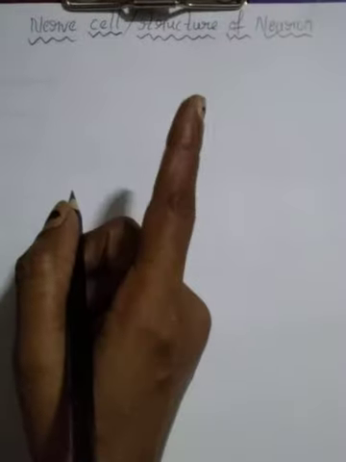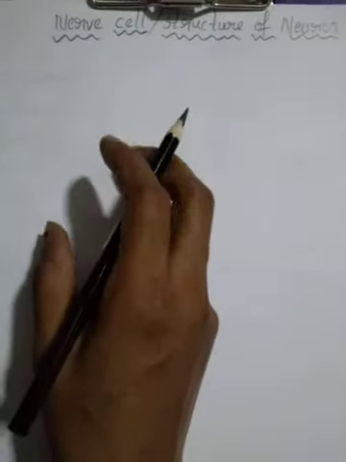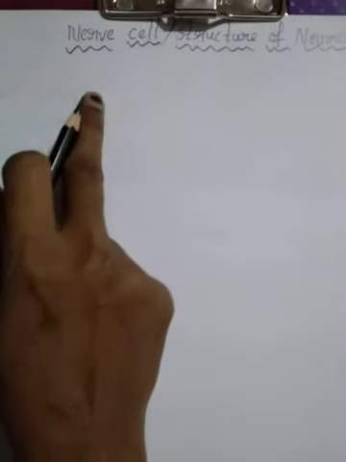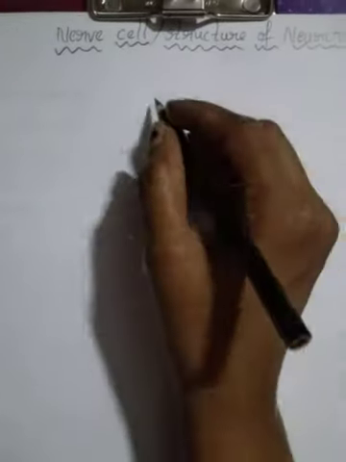Hi guys. Today I'm going to show how to draw a nerve cell, or the structure of a neuron. Okay, I will explain the structure also. So let's start. This is actually the microscopic structure of a neuron. Okay, let's start it.